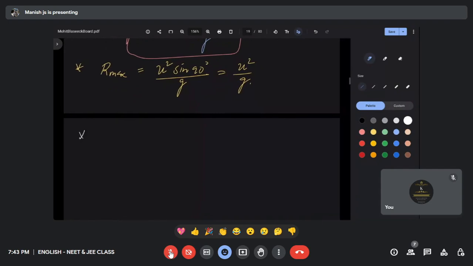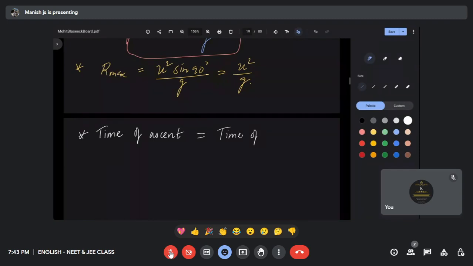Another quantity we have is called time of ascent. What do you mean by time of ascent? The time taken by the projectile to reach the maximum height is called time of ascent. That is, going up the inclined part of the parabola to reach the maximum height. The same would also be equal to time of descent.